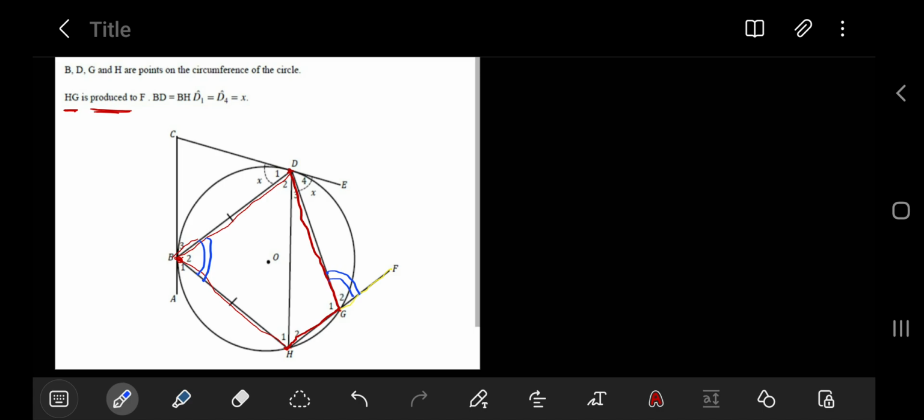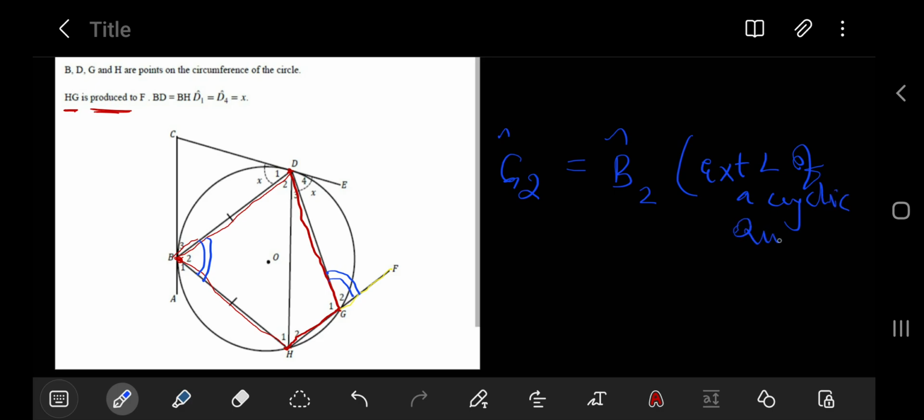And that exterior is G2. So G2 is equal to B2 up there. And the reason being, that is an exterior angle of a cyclic quad. Okay, it must be equal to the opposite interior angle. All right, so this is an example of how you interpret a line which is produced, right? So is there any line produced from a triangle, right? How many triangles do we have?